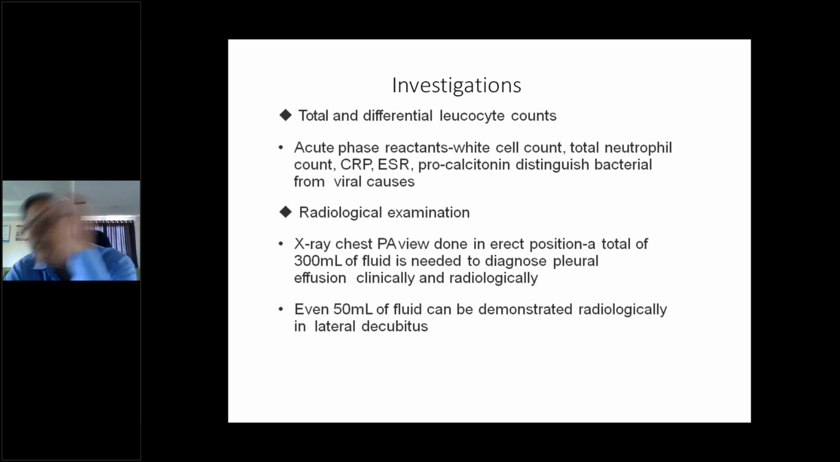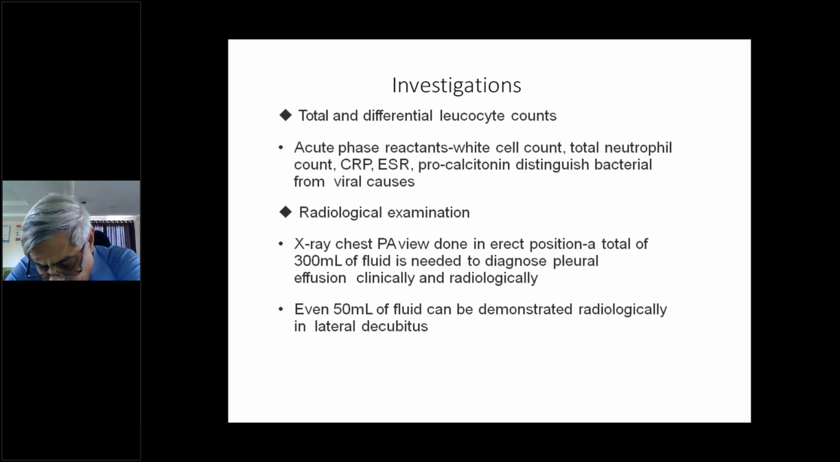Coming to today's class, investigation. How will you investigate the case? Of course, total CBC and differential count are all important, and acute phase reactants also. What is more important is X-ray chest.